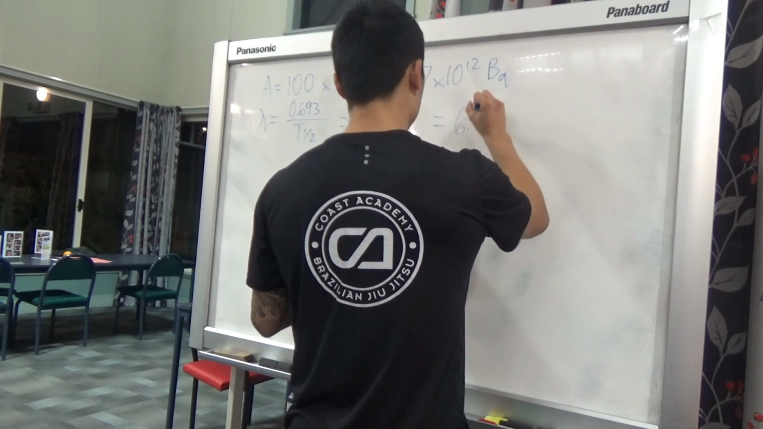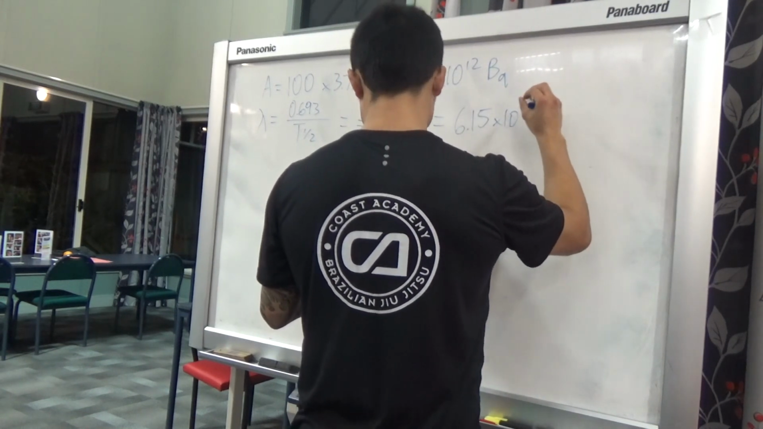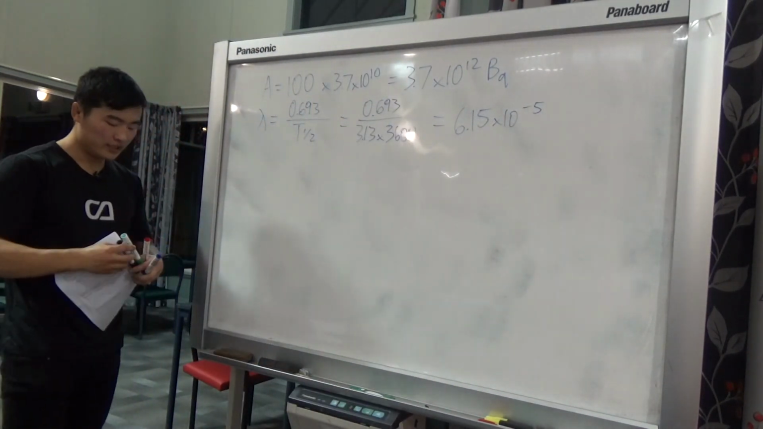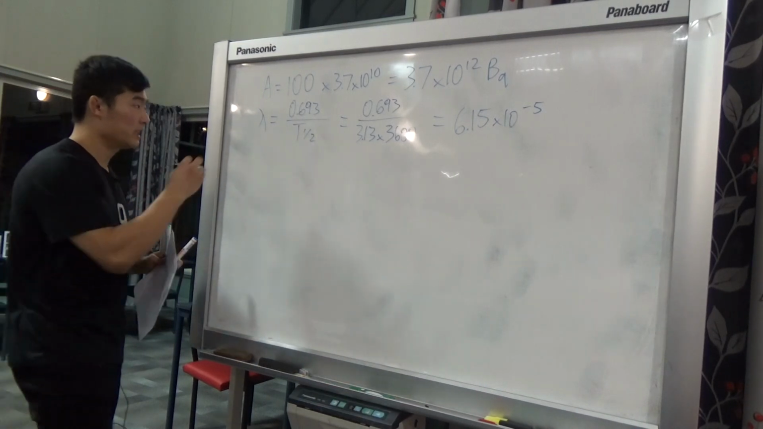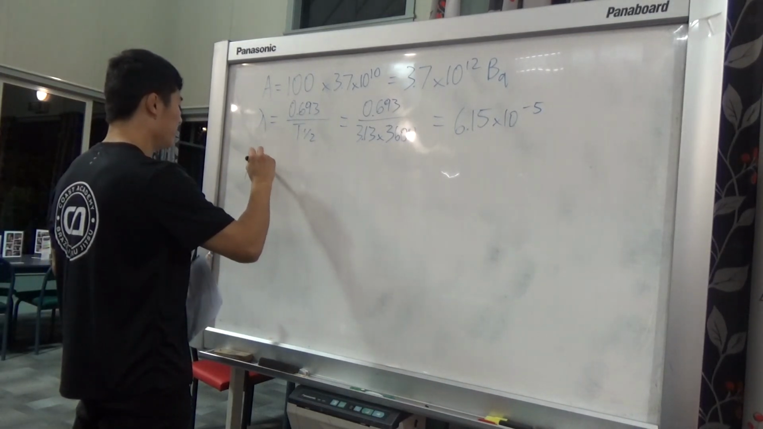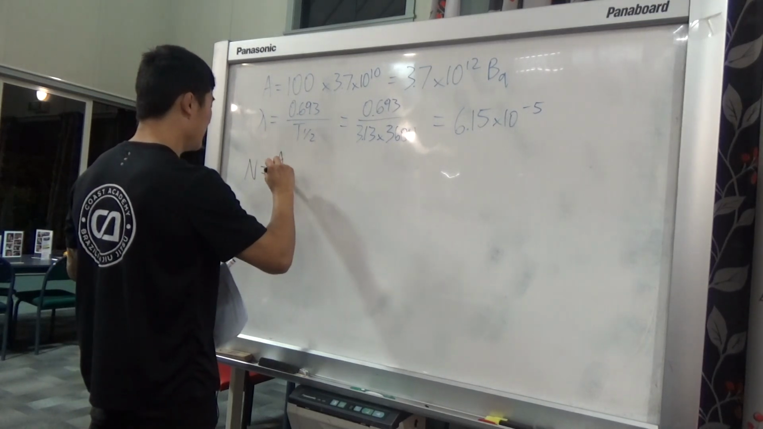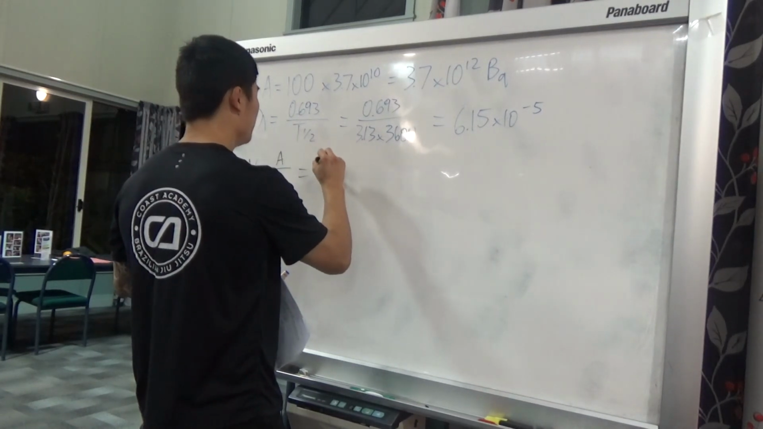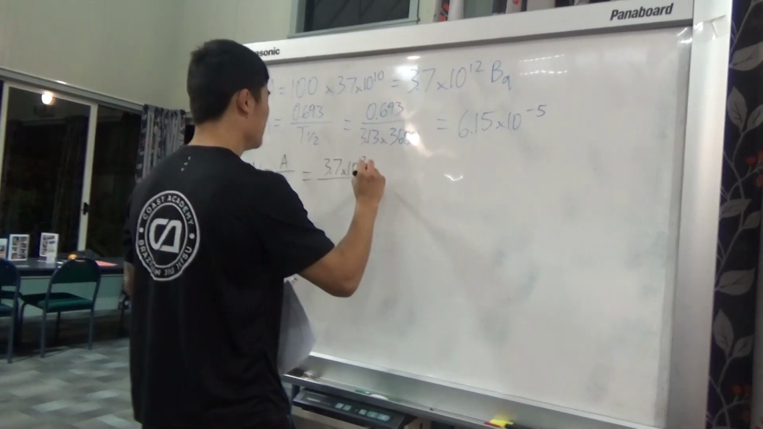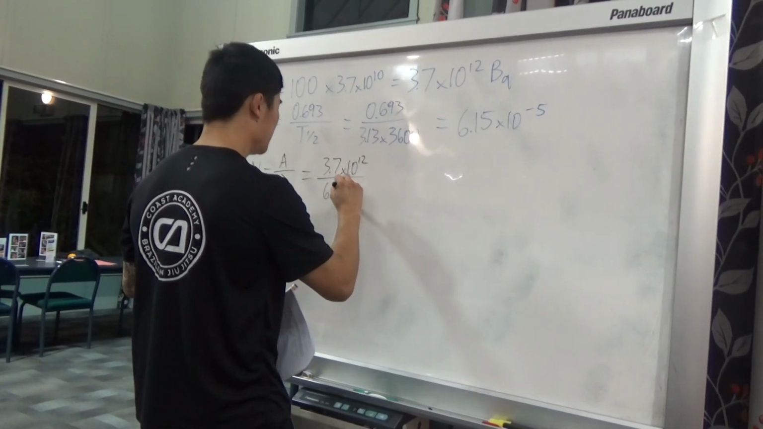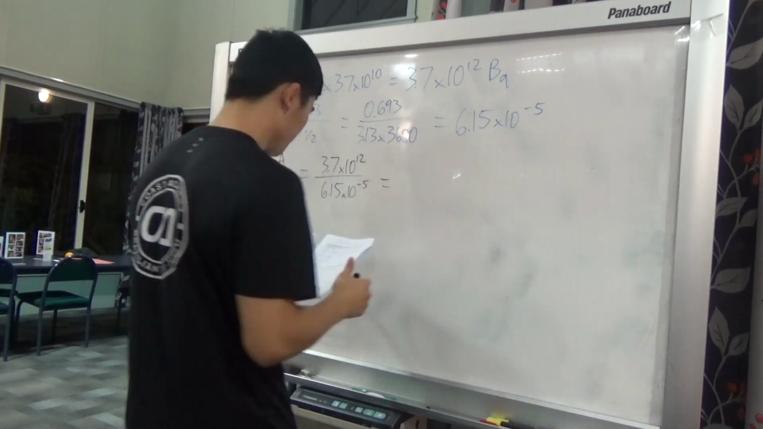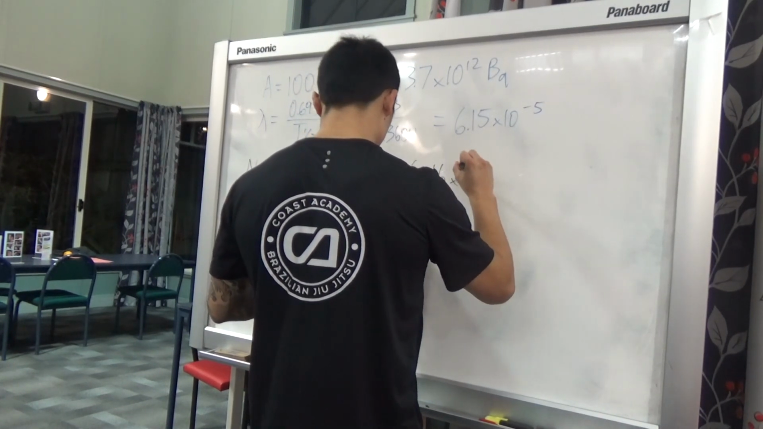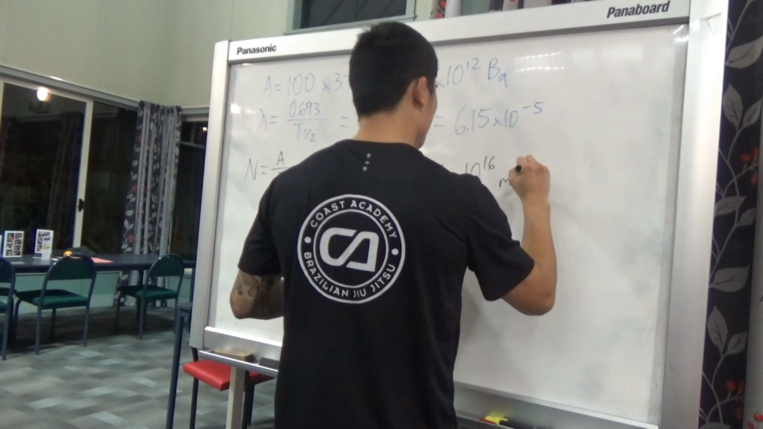So that's 6.15 times 10 to the negative 5. Okay, so we've got the decay constant and our activity. So the number of molecules is equal to activity divided by the decay constant, just like last time. Activity is 3.7 times 10 to the 12. Decay constant is 6.15 times 10 to the negative 5. So that's 6.016 times 10 to the 16 molecules.